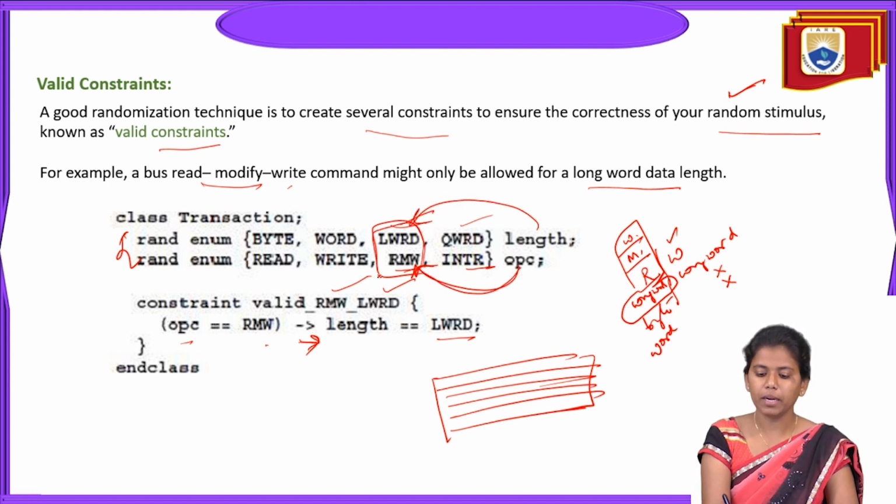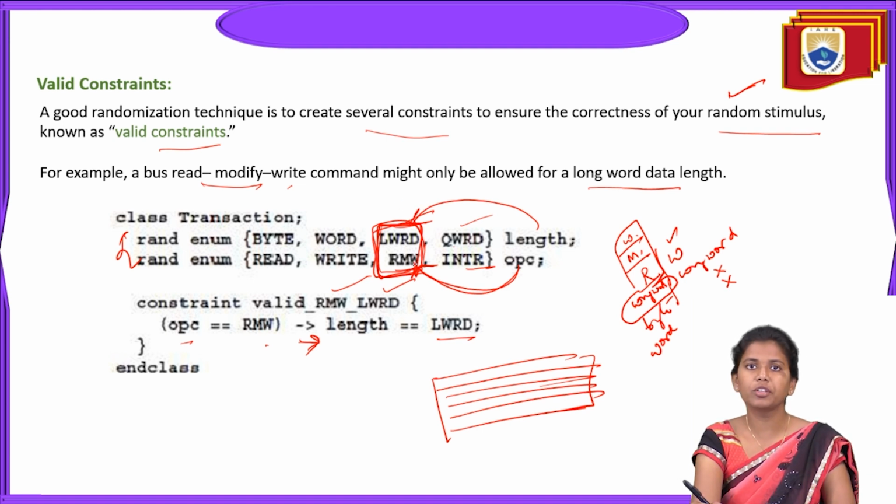These particular random variables we are just omitting. Why? Because in order to achieve the randomization, only the word and keyword are sufficient. So this is what it says: a good randomization technique is to create several constraints to ensure the correctness of your random stimuli.